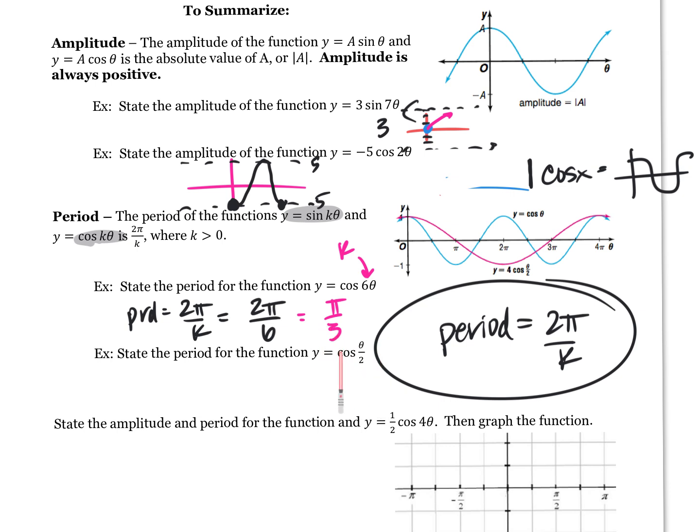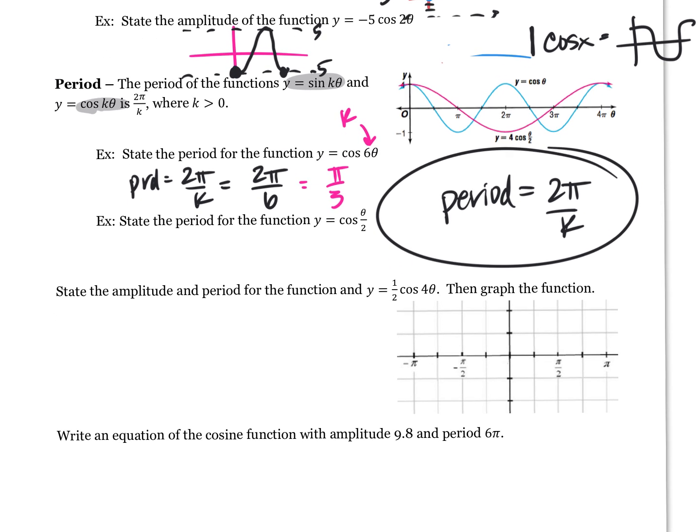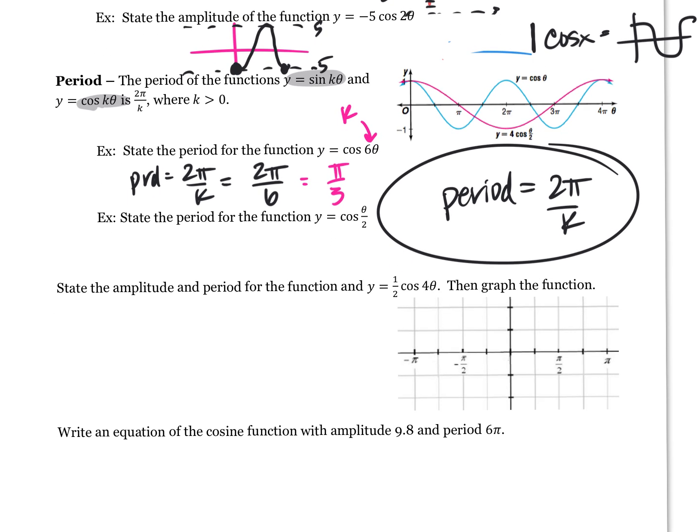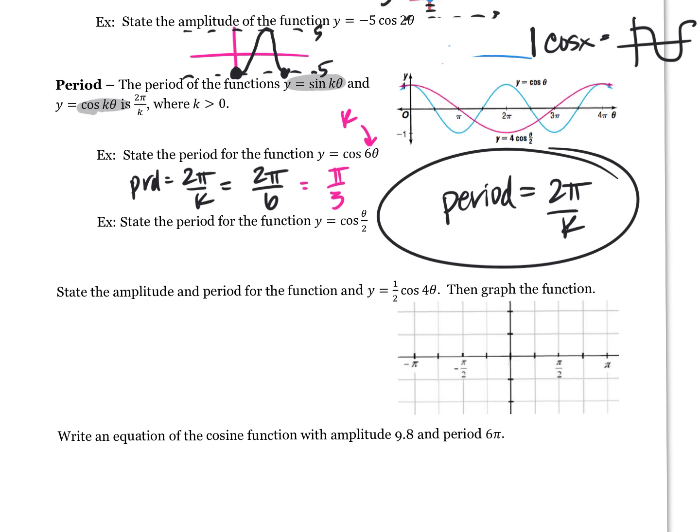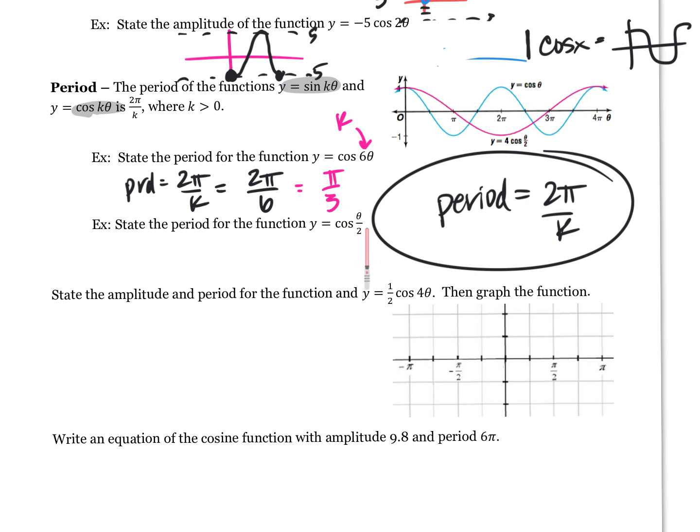Okay. Anyone know what my K would be in this case? It's 0.5 or 1/2, right? Because if it was 2, wouldn't it be 2 theta? You know what I'm saying? So couldn't I rewrite my function as cosine of 1/2 theta? Is that the same as that? Yeah. Or 0.5. I could have used a 0.5.